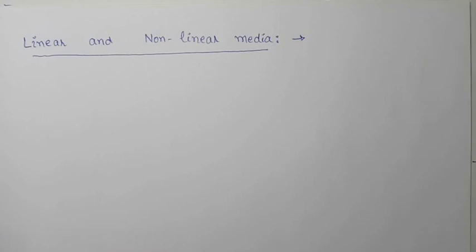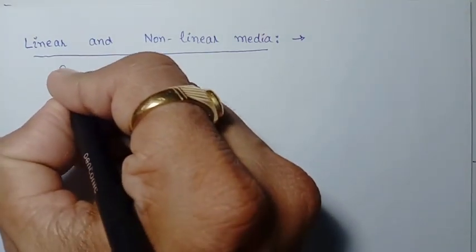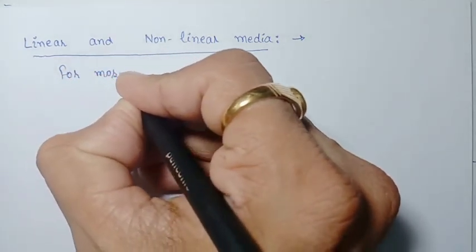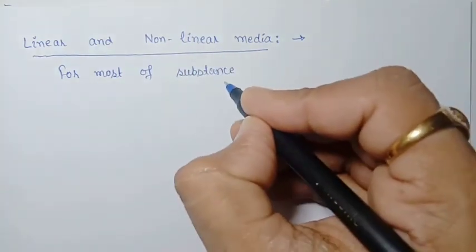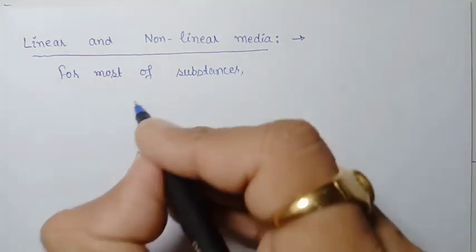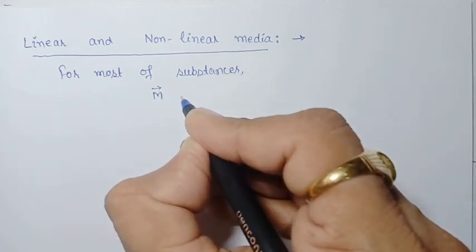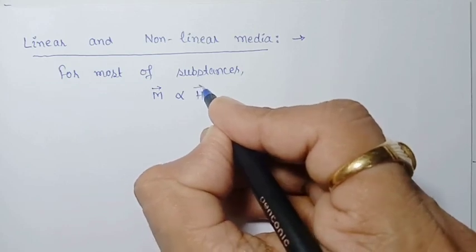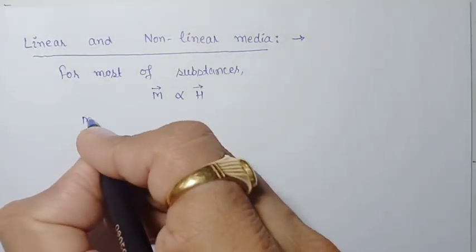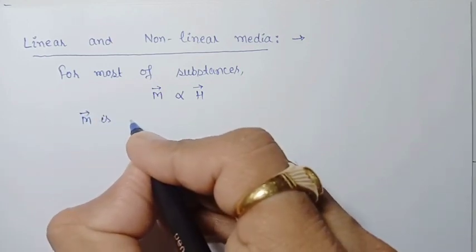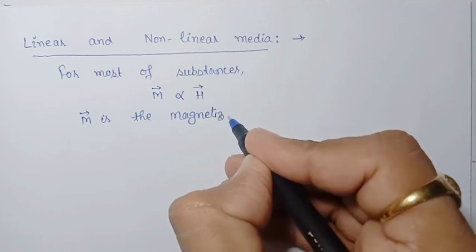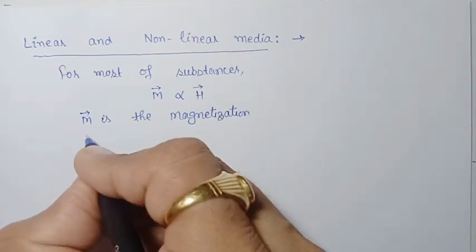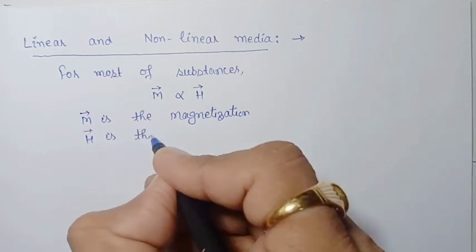In this lecture, we will discuss linear and non-linear media. For most substances or media, magnetization M is directly proportional to H. Here M is the magnetization and H is the auxiliary field.